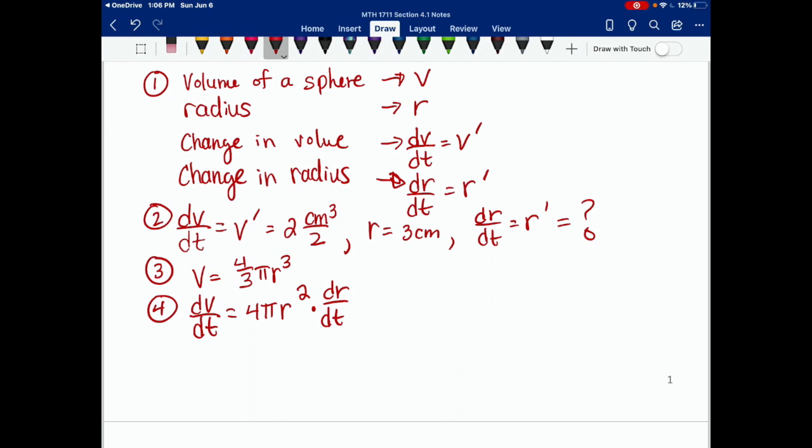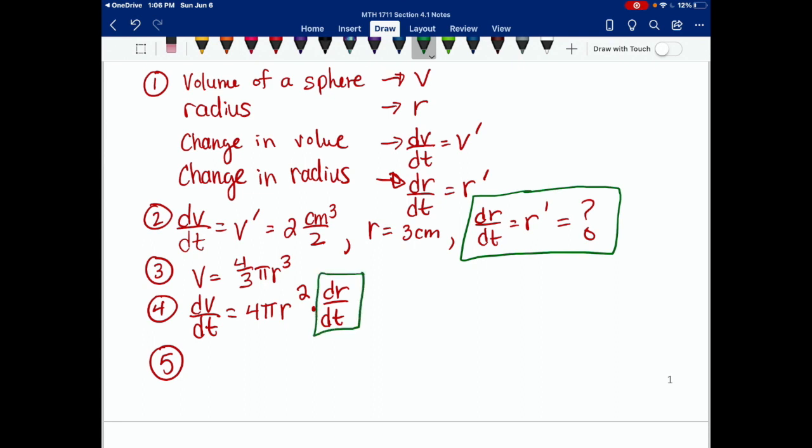So think of r as an inner function. Now, step 5 is you just substitute all the information in that you have and you solve for what you're trying to find. So since we're trying to find the rate of change of the radius with respect to time, this is what we want to solve for. And we're going to plug in all the other information. If we look back up in step 2, we knew that the volume changing with respect to time is 2 centimeters.